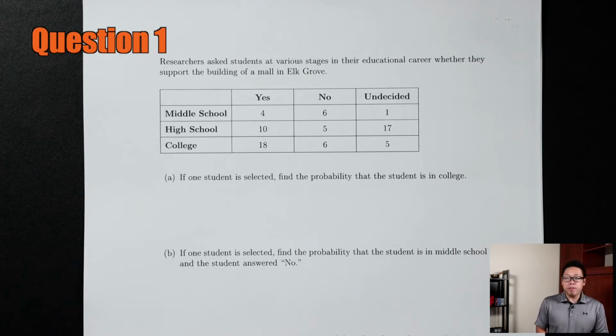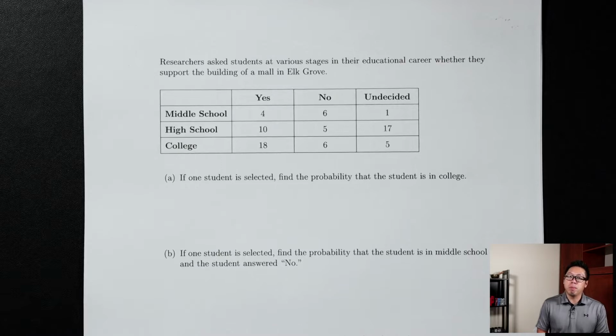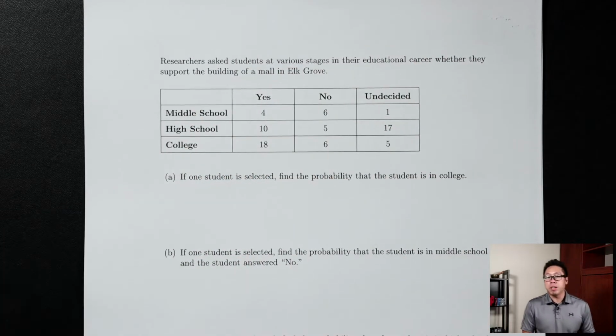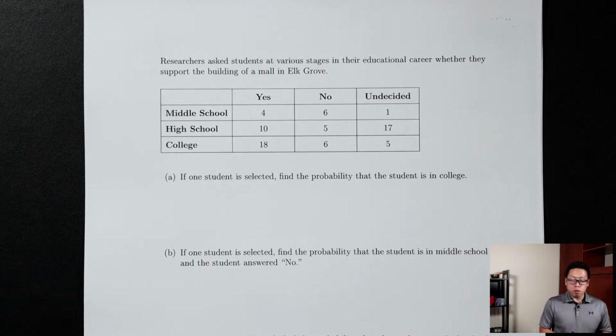Researchers ask students at various stages in their educational career whether they support the building of a mall in Elk Grove. We have the table here. Part A, if one student is selected, find a probability that the student is in college. Probabilities are going to be fractions.